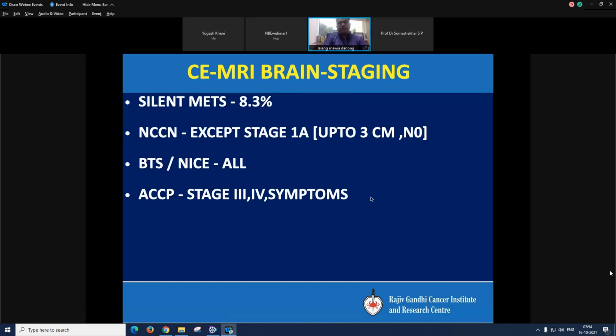Coming to the role of MRI in brain staging, it's important that we can have about 8.3% silent metastasis, especially in adenocarcinoma. So if we see the current recommendations, NCCN says all should be done except stage 1A up to 3 centimeters, N0 and peripherally located. The BTS and the NICE guideline say all cases should undergo MRI brain. ESMO says it's basically for stage 3 and stage 4 and those with CNS symptoms.